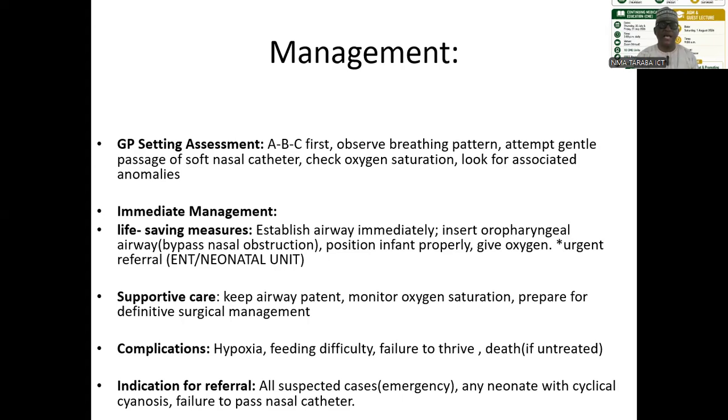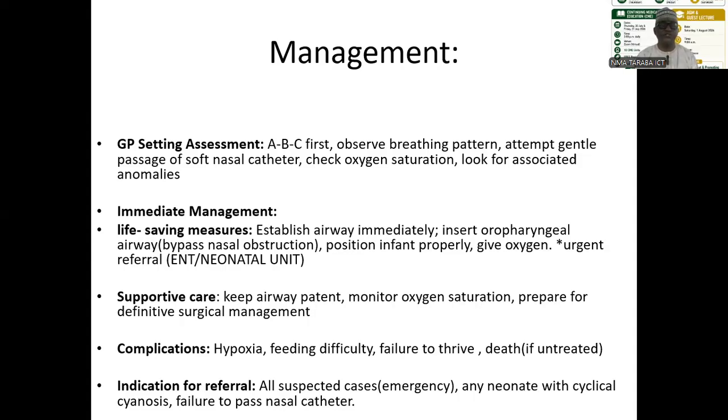Other supportive care are keeping the airway patent, monitor oxygen saturation, and prepare for definitive surgical management. Complication of this, if not taken care of, hypoxia with its sequelae can follow, feeding difficulties, failure to thrive, and death if untreated. Indication for referral as mentioned, if you suspect it is an emergency, you need to refer.